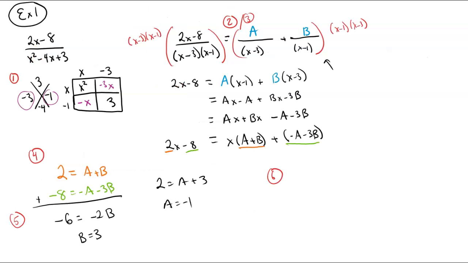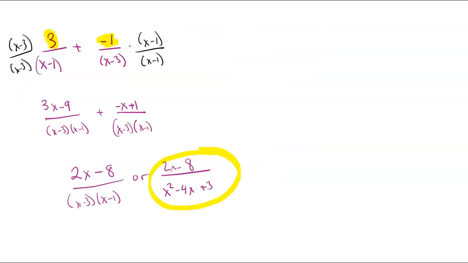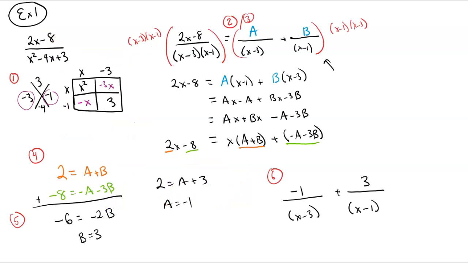So this is our partial fraction right here. Our numerator for A was negative 1, and my denominator was x minus 3. And for B, my numerator was 3, and my denominator is x minus 1. So this should have been the same answer that we originally started off with, right? The 3 went with the x minus 1, the negative 1 went with the x minus 3. And that's it. That is my answer.